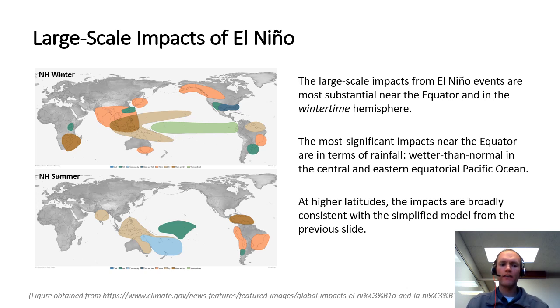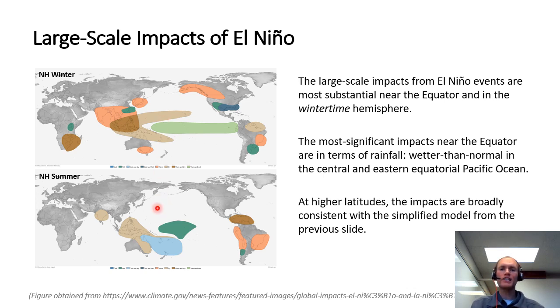So now we want to take a look at the large-scale impacts associated with El Nino events. We have Northern Hemisphere winter on the upper left, Northern Hemisphere summer on the lower left. The different coloring indicates temperature anomalies and/or precipitation anomalies associated with each event. So blue alone indicates cool, green alone indicates wet, light blue is cool and dry, dark blue is cool and wet, peach or orange is warm, yellow is dry, brown is warm and dry, light green is warm and wet. And that's consistent between the two panels here.